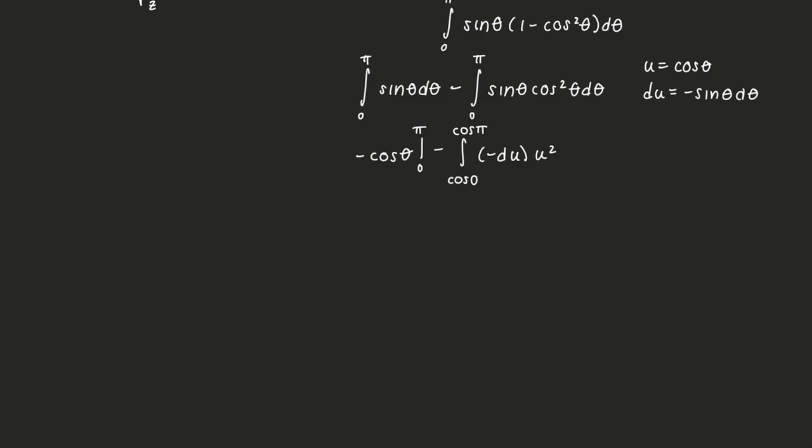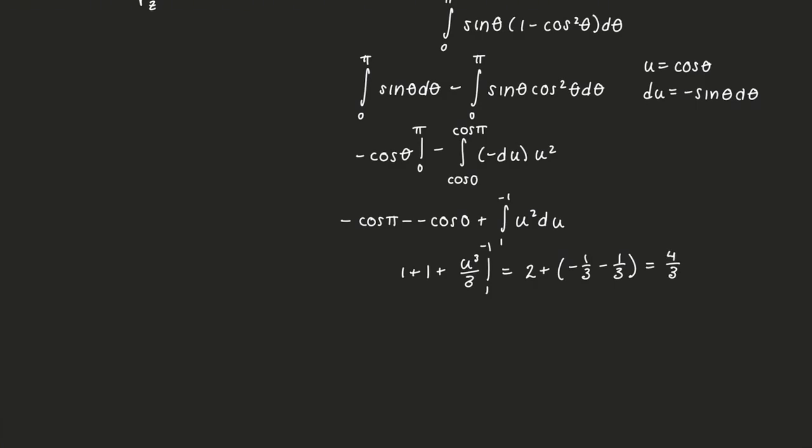So negative cosine pi minus negative cosine 0. Then bring this minus out, it's going to become a plus the integral from 1 to negative 1 of u squared du. Negative cosine of pi is positive 1, and then minus becomes a plus 1 plus u cubed over 3 from 1 to negative 1, which is going to equal 2 plus negative 1/3 minus 1/3, which is going to be equal to 4/3.